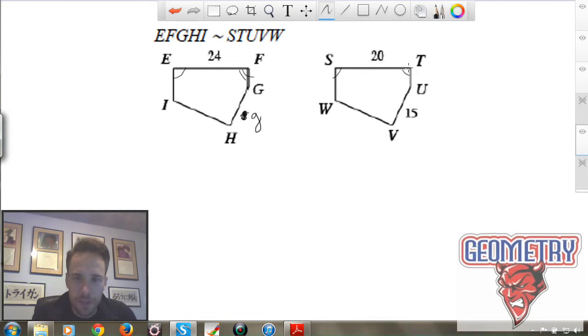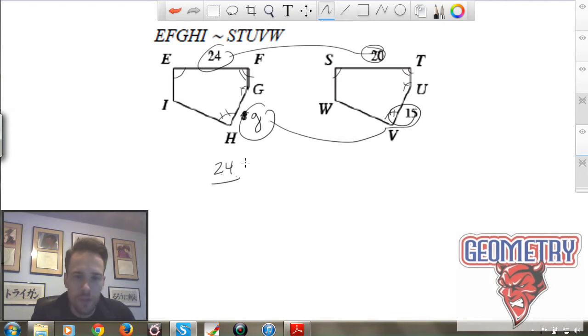These angles match up. And we're going to put a few in here that we actually need. Okay, so from this we can determine that EF matches up with ST, so 24 matches up with 20, and GH matches up with UV, so G matches up with 15. So 24 is to 20, as G is to 15.